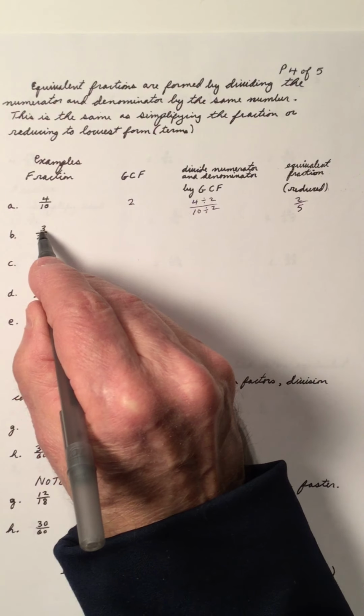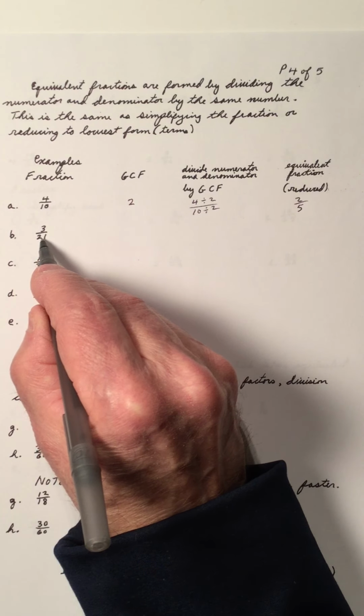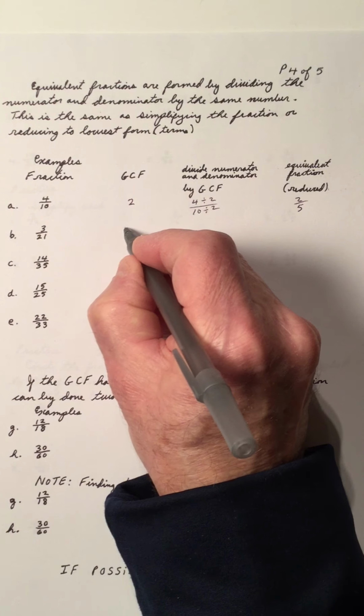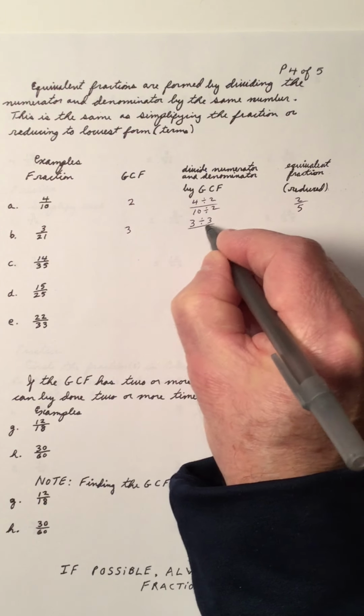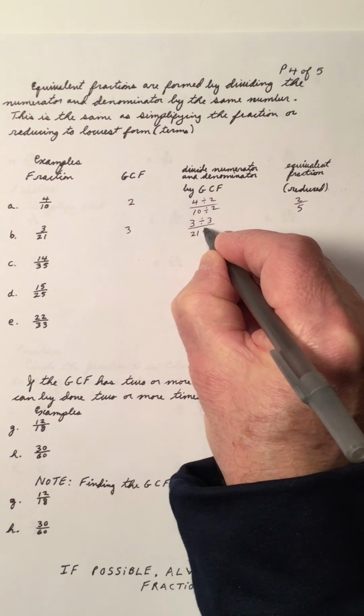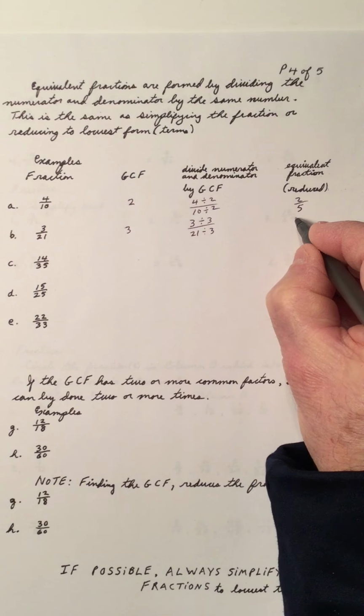Between 3 and 21, 3 is the smallest number. 3 is a factor of 21, so the GCF is 3. So let's divide the top and the bottom by the same number. Again, reversing what we just did. 3 divided by 3 is 1. 3 into 21 goes 7.